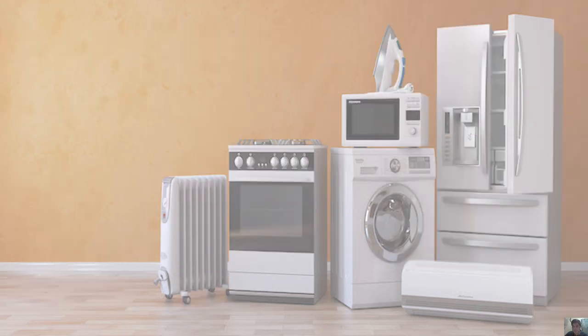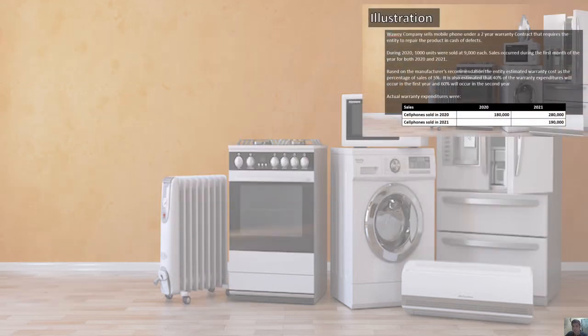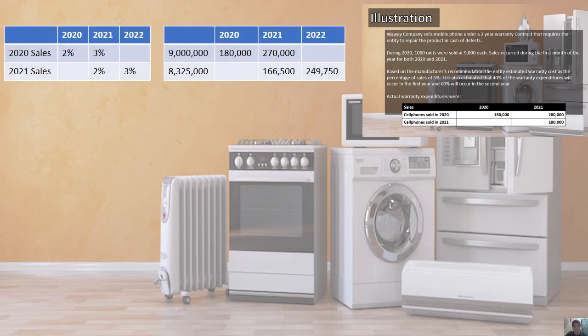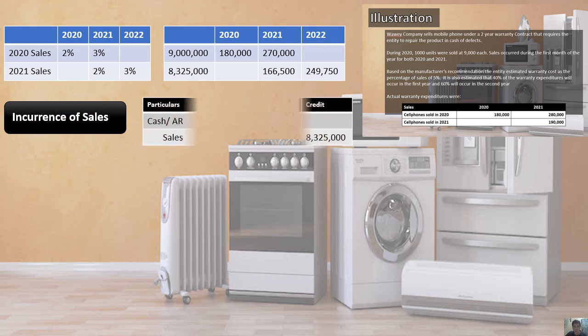Okay, so let's proceed to the second year of the warranty. So these are the facts. These are the table that we have presented earlier. During 2021, the sales made is 900 units at 9,250 pesos. So at the incurrence of sale, we just need to debit cash or AR 8,325,000, then credit sales 8,325,000.